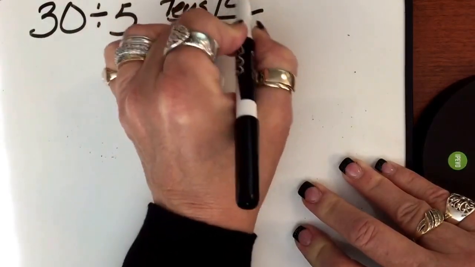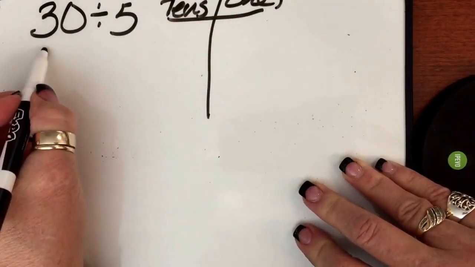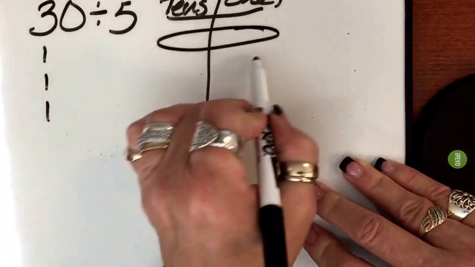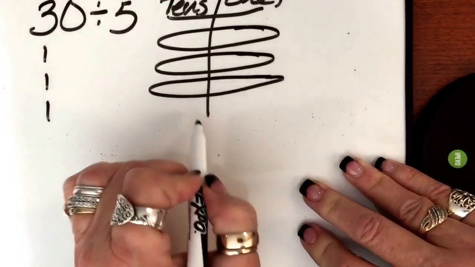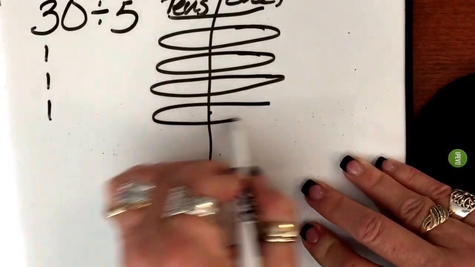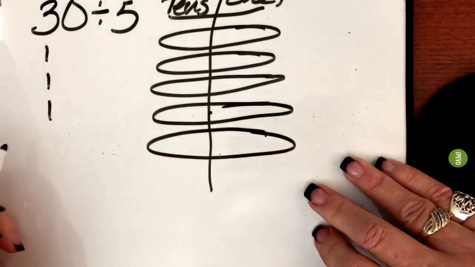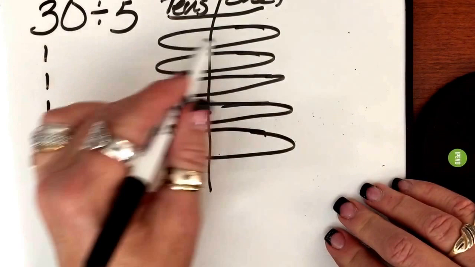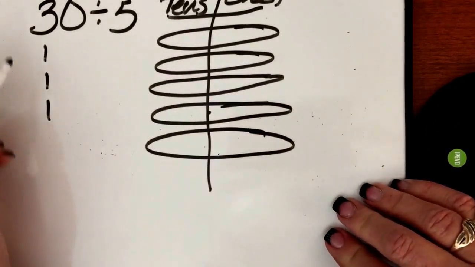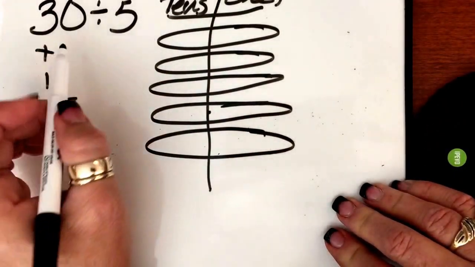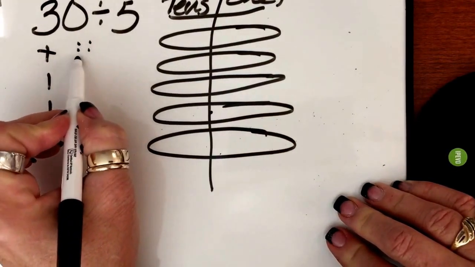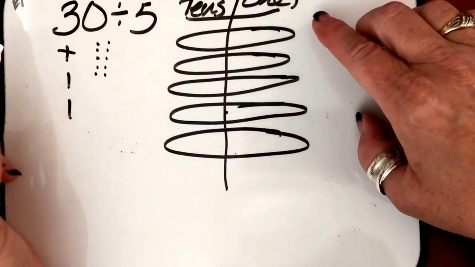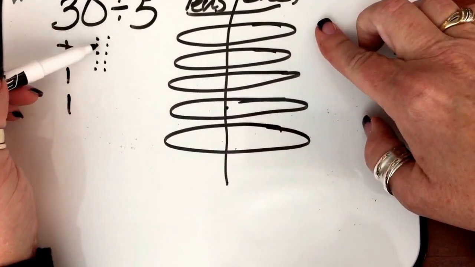Tens, ones. So 30 divided by 5. 1, 2, 3, I can make my line a little longer. 4, 5. Let's see. I can't put these in because I don't have enough. So I'm going to take this first one and make it into units. 1, 2, 3, 4, 5, 6, 7, 8, 9, 10. So now, do I have 5? Yeah, 1, 2, 3, 4, 5.